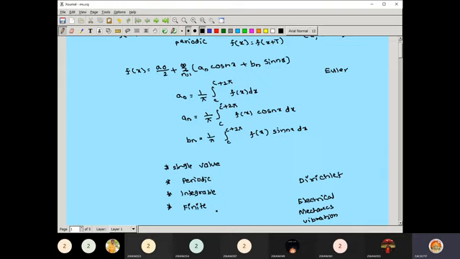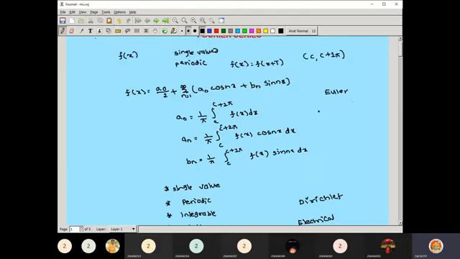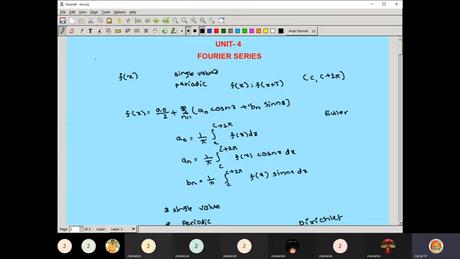Under these 4 conditions only you construct the Fourier series, and these conditions were given by Dirichlet, whereas the coefficients were given by Euler. So using this, now we directly enter into the problems. Meanwhile you just write down the definition for Fourier series. Write down Fourier series.